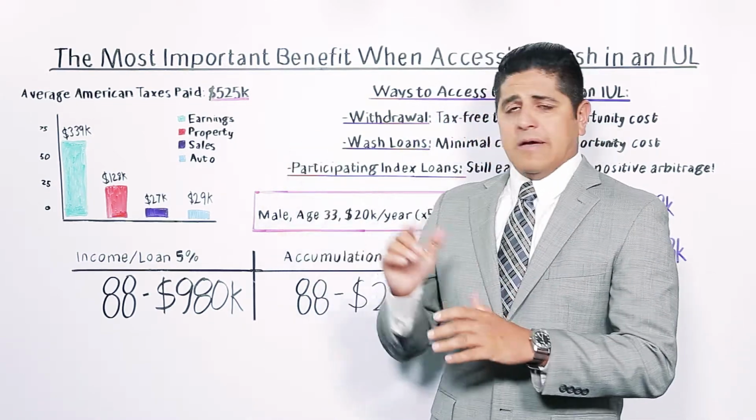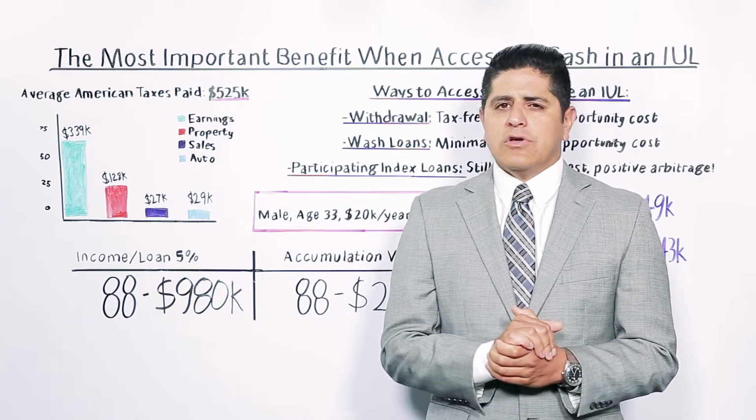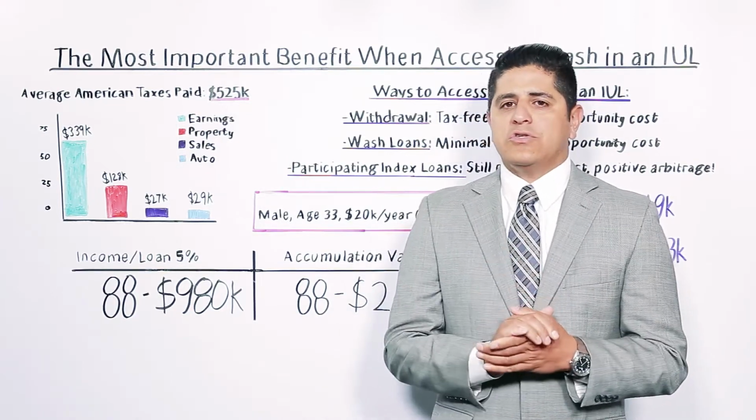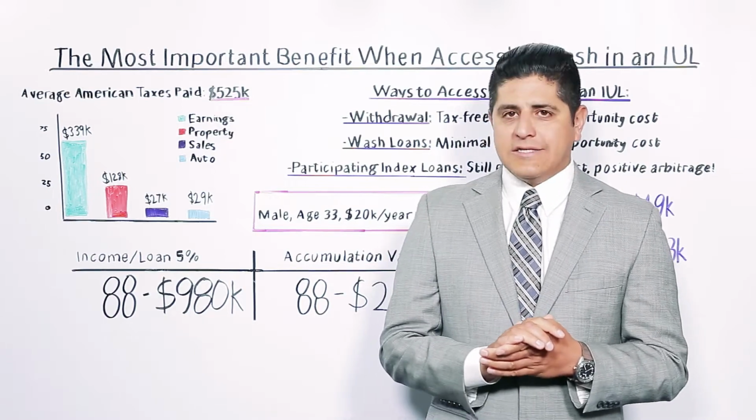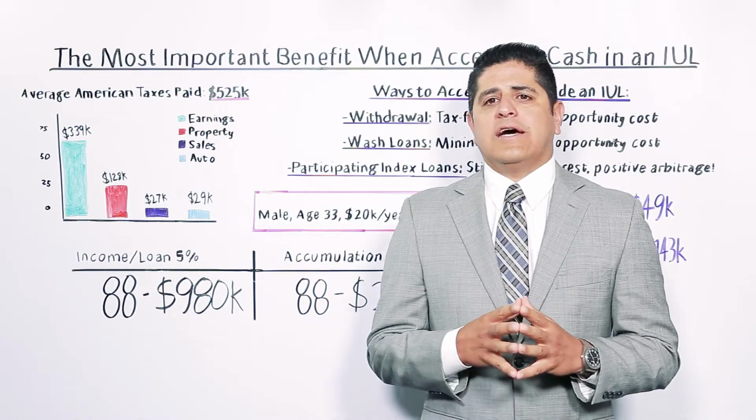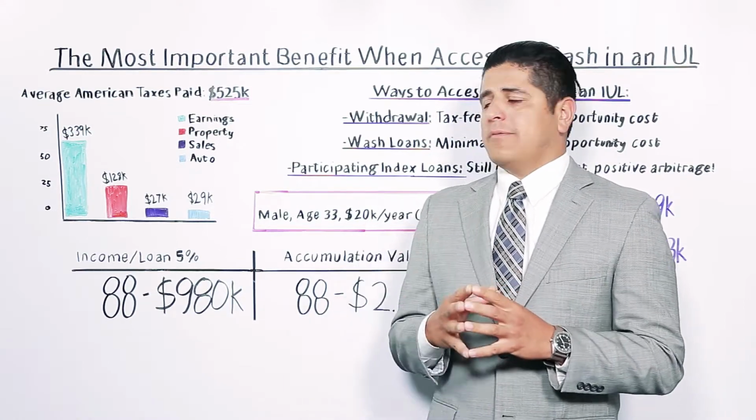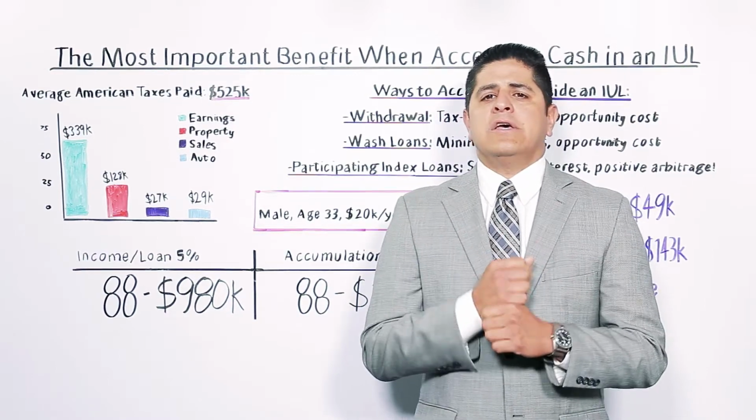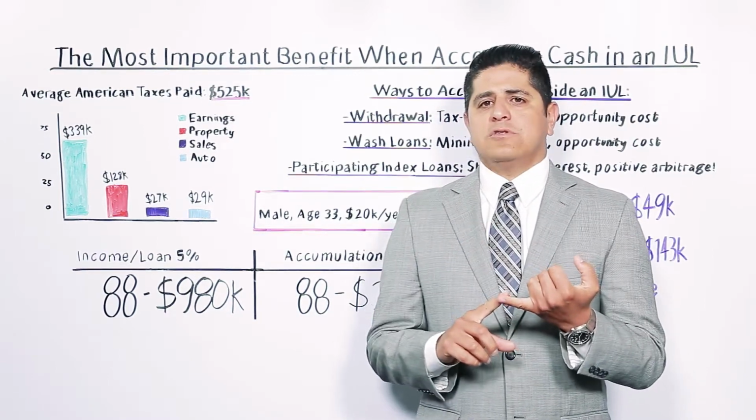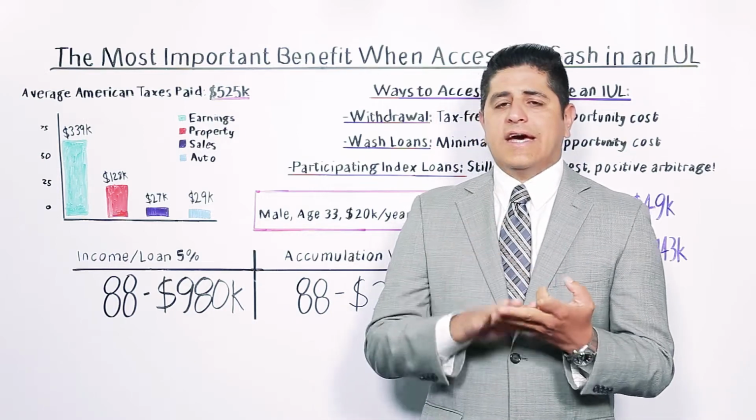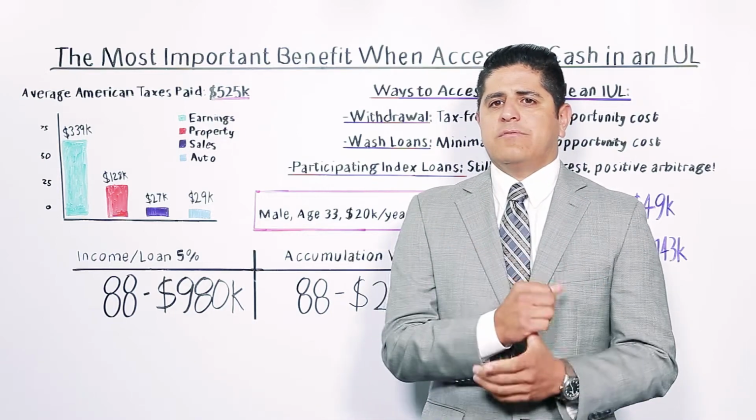The number over here might be pretty shocking to you, but did you know that the average American actually pays over $525,000 of taxes in their lifetime? Again, that's more than $500,000 in taxes. So the reason I bring that up is because remember, IUL is one of the best, if not the best, cash accumulation tax-free tool. Tax-free distributions via income, and tax-free transfer via the death benefit.